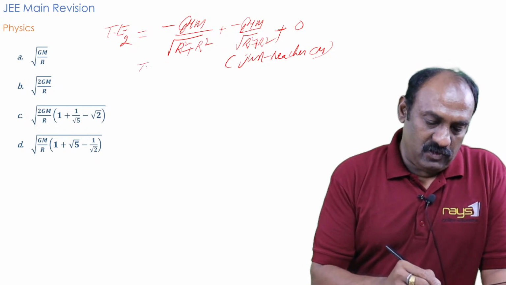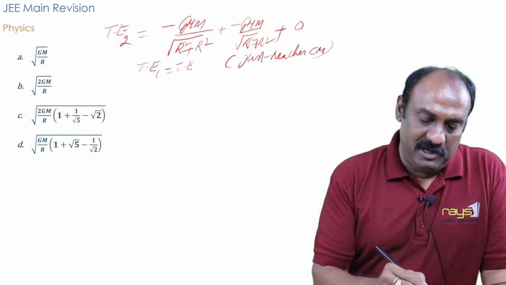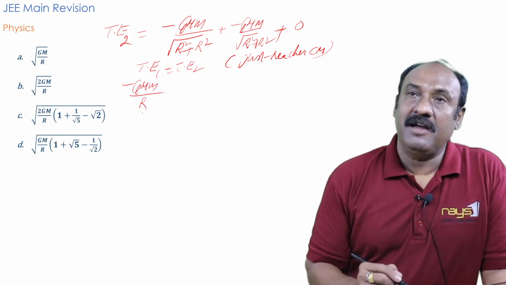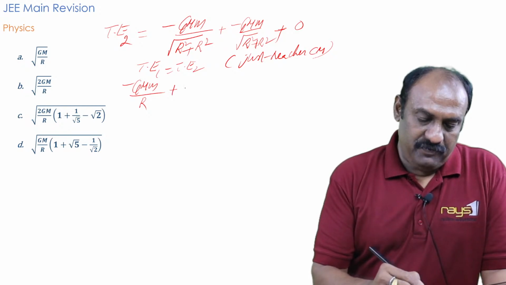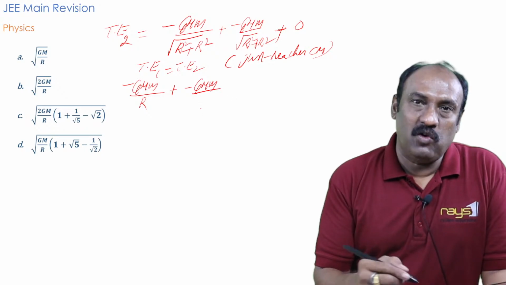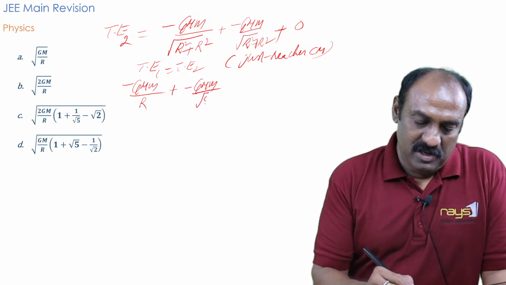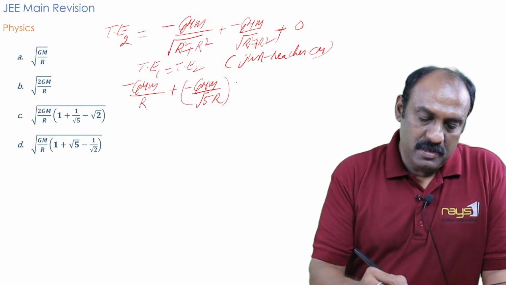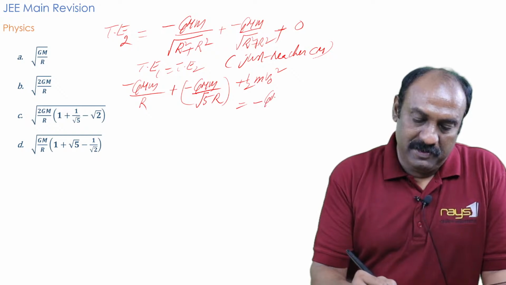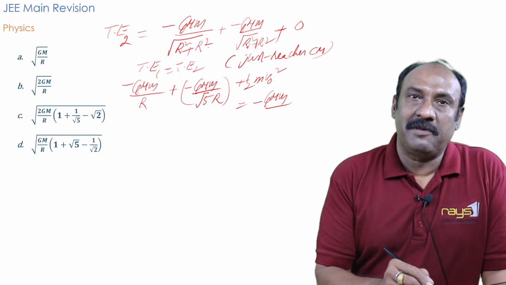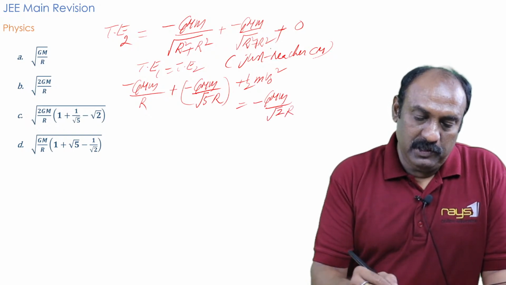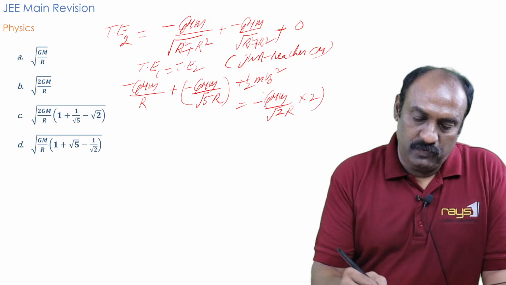So, therefore, total energy at point 1 is equal to total energy at point 2. Minus GMm by r plus minus GMm by root of 2r whole square, 4r square plus r square, root 5r, plus half m v naught square is equal to minus GMm by r square plus 2r square, that is root 2r, into it is also there, it is into 2.